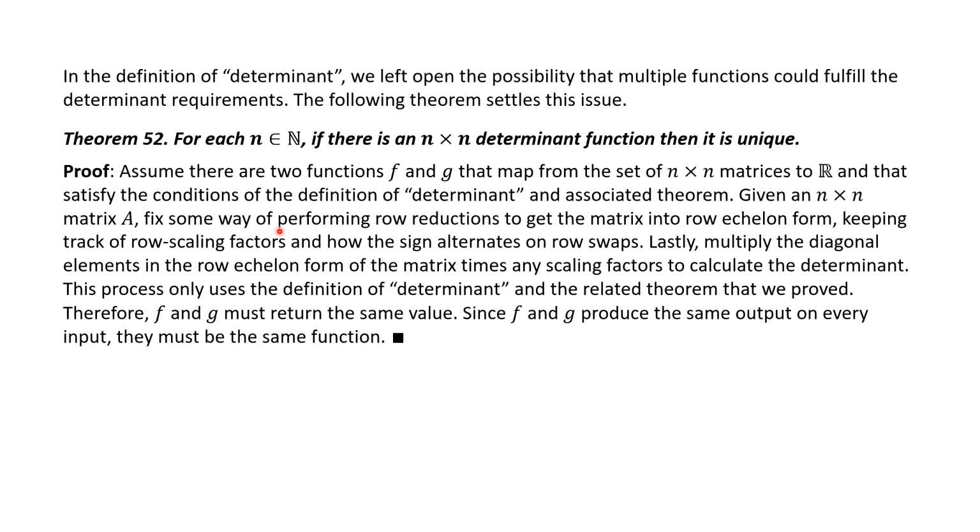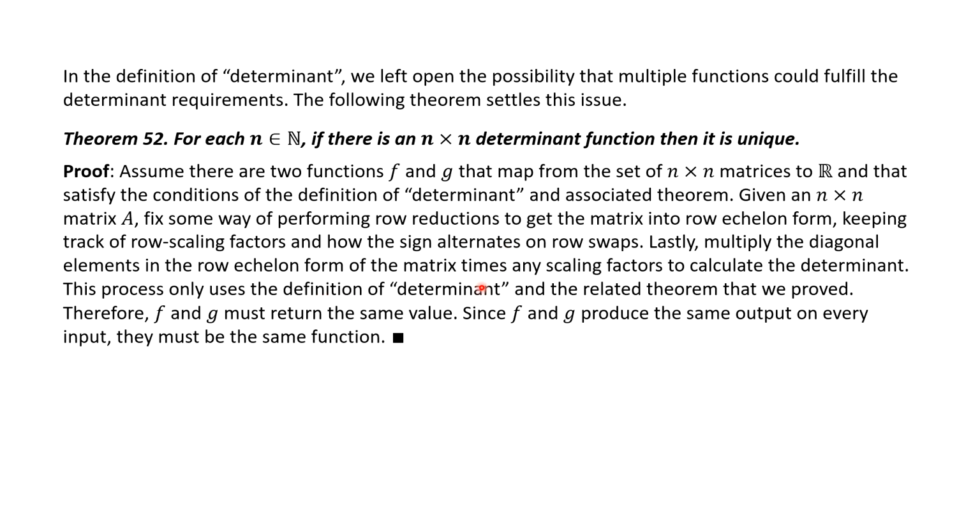Given an n by n matrix A, fix or determine some way of performing row reductions to get the matrix into row echelon form, keeping track of row scaling factors, in other words, factoring out a number from a row, and how the sign alternates on row swaps. Lastly, multiply the diagonal elements in the row echelon form of the matrix times any scaling factors, and that gives you the determinant. This process only uses the definition of determinant and the related theorem that we proved. Therefore, f and g must return the same value. Since f and g produce the same output on every input, they must be the same function.